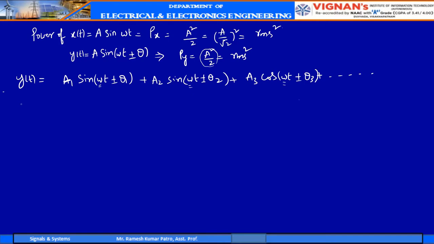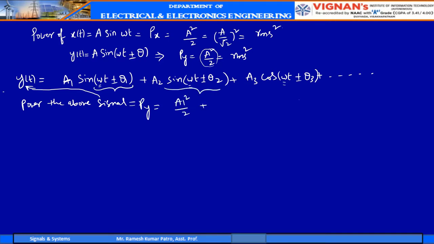Now we can calculate the power of the above signal, I mean this signal y of t. Let this be P. It is the sum of powers of the individual signals. So this one will be equal to a1 square by 2, plus the power of this signal, a2 square by 2, plus the power of this signal, a3 square by 2, plus so on.